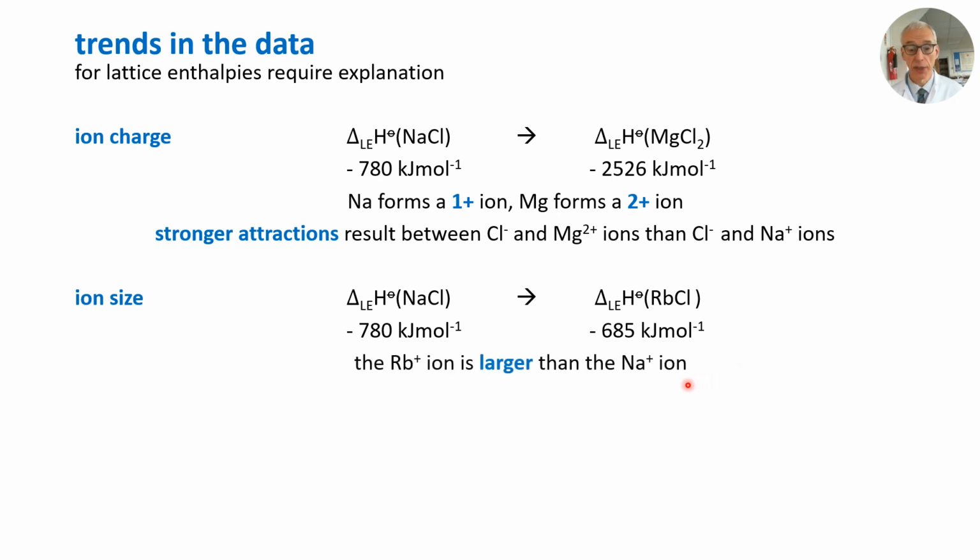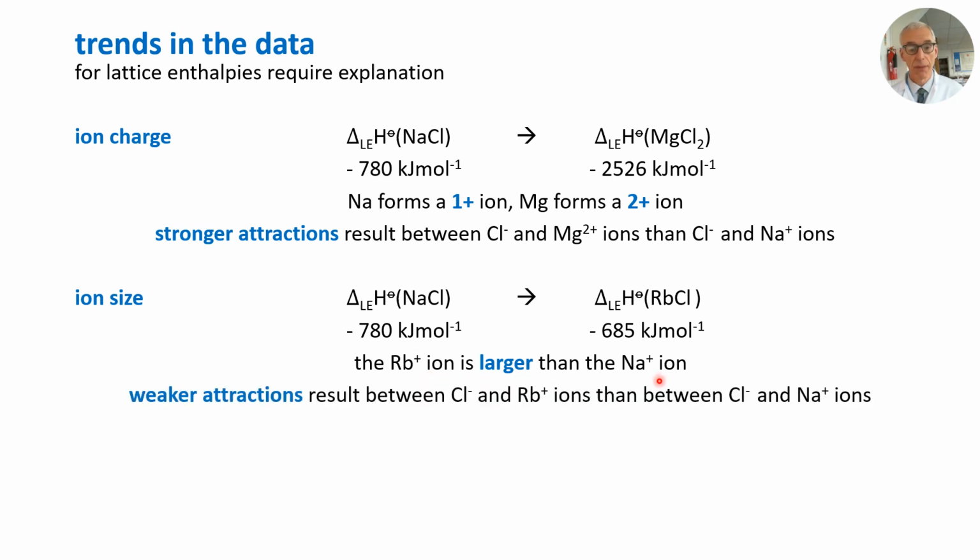Okay, so my explanation is that the rubidium plus ion is larger than the sodium ion. So that means that weaker attractions form between rubidium and chloride ions than between sodium and chloride ions. We can think of it in terms of the distance apart of the ions. If you've got a larger ion, then the average distance apart of rubidium and chloride ions will be greater than the distance apart of sodium and chloride ions.